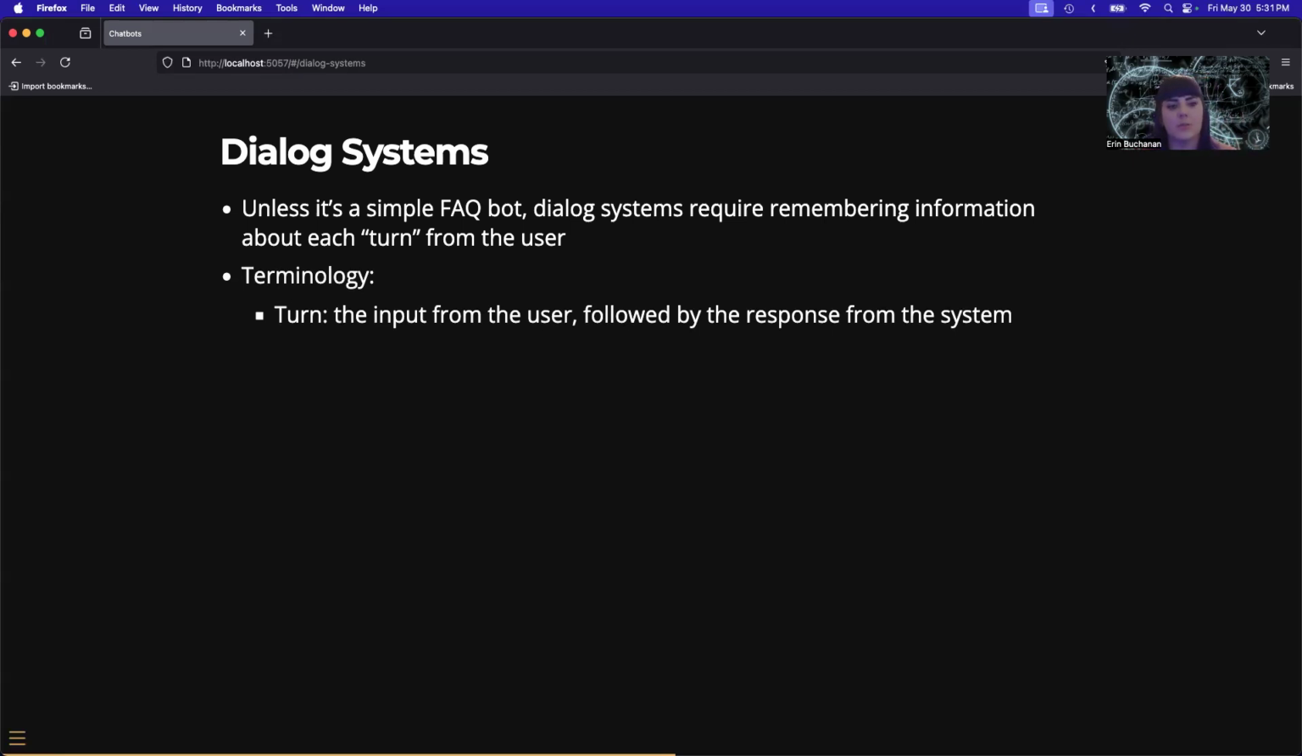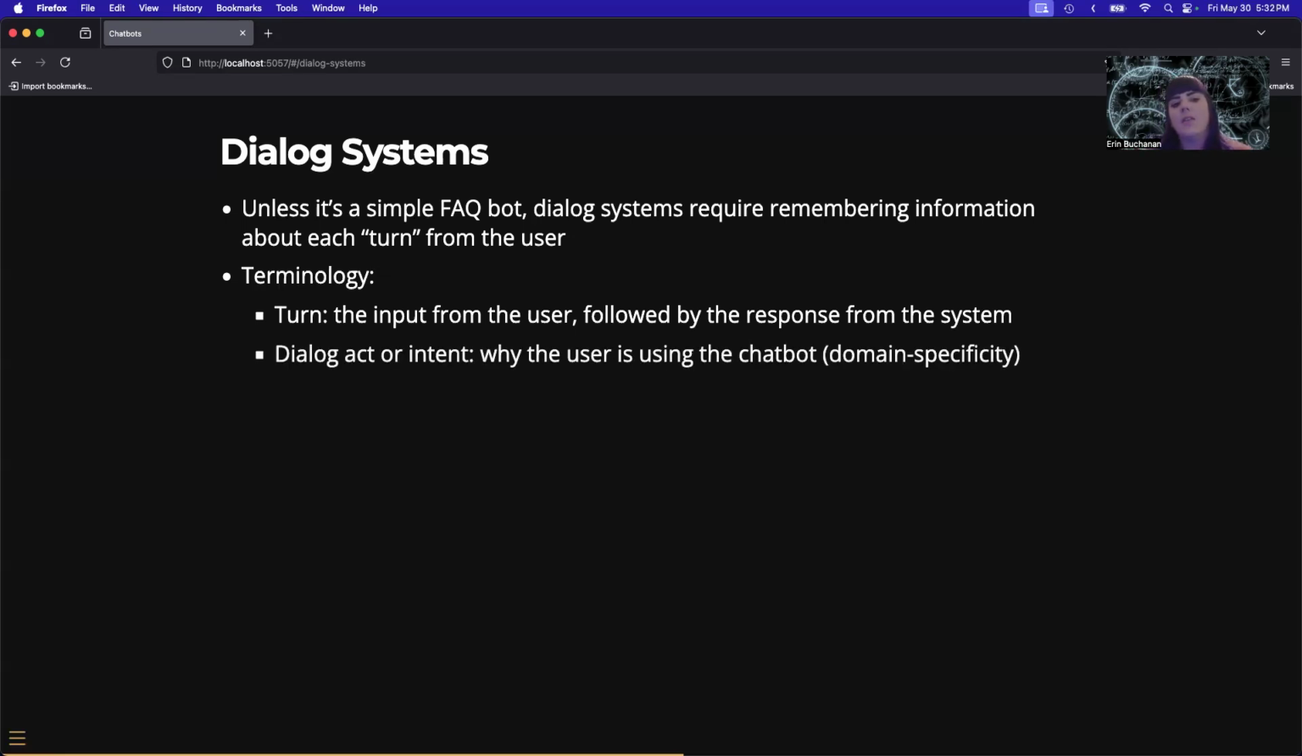Here's some ideas. So turn is the input from the user, followed by the response from the system. So turn taking, like when you teach children, right? You wait for the user to finish and then it's your turn, and you go back and forth. Then there's some sort of intent.